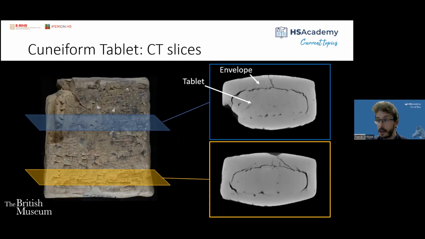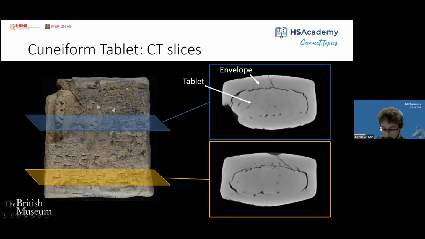So if you take a CT scan of the same tablet, you end up with a series of slices. I'm just highlighting two here. So the blue region and the yellow region are two different heights, taking cross-sectional slices through the tablet and the envelope. And if we look at the top image first, you can see I've indicated with arrows where the envelope is surrounding the tablet on the inside. And if we go down to a different depth, we can also see the same thing. And in this case, the tablet is fully surrounded by the envelope because it's the region where it's not damaged.